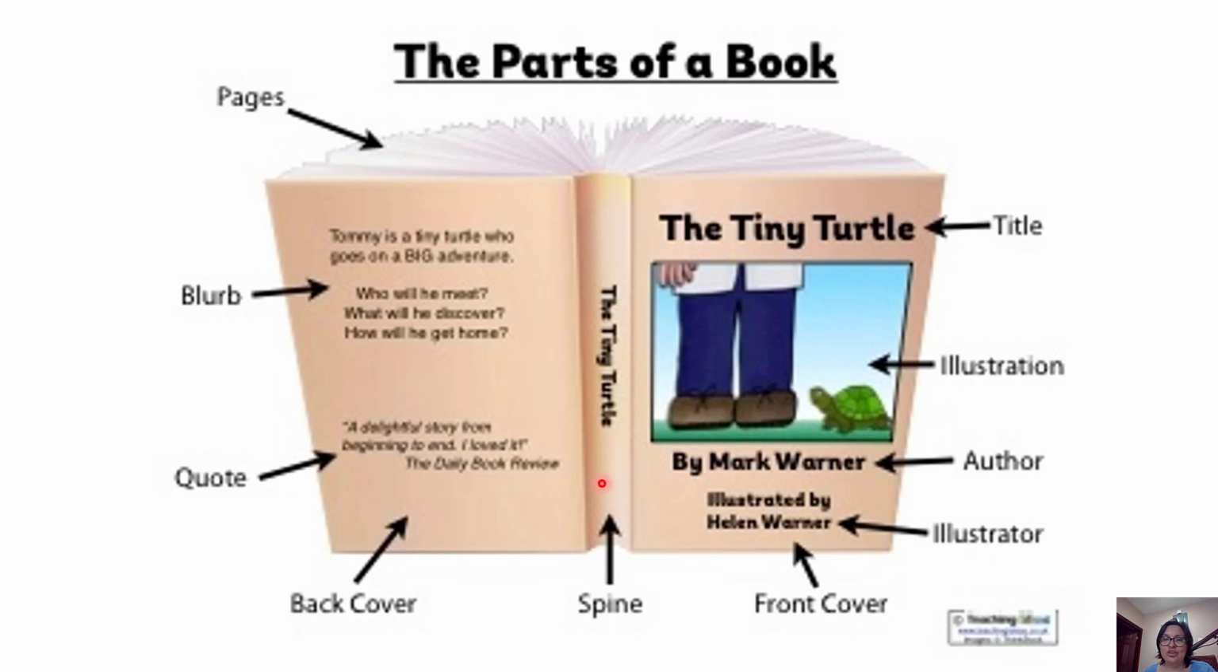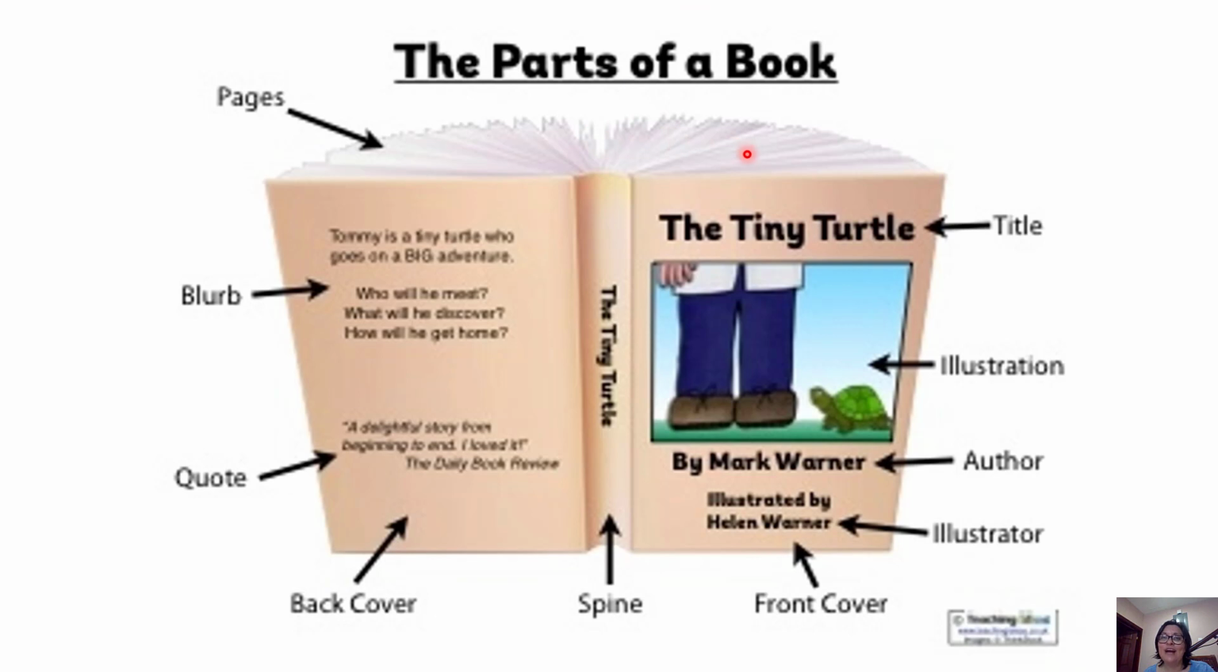By here we have the spine. It is the part that joins the front cover with the back cover. So this one is the front cover, all this. This one is the spine, and this one is the back cover. And in the back cover we are going to have some other information, sometimes about the author or some other important information of the book.